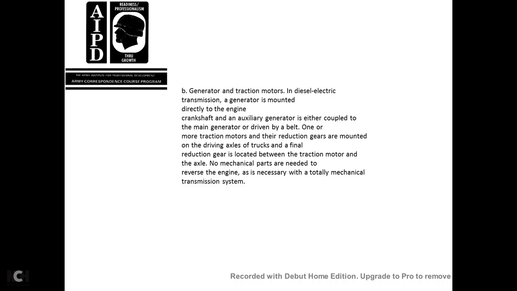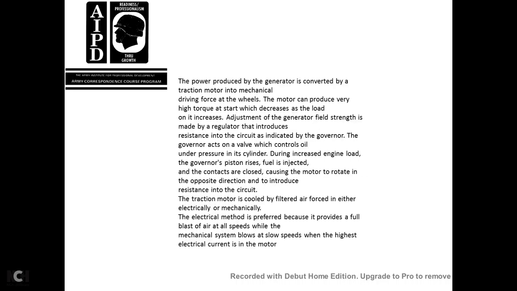B. The generator and traction motor in the diesel electric transmission. The generator is mounted directly to the engine crankshaft. The auxiliary generator is coupled to the main generator, driven by a belt. There are one or more traction motors. The reduction gears are mounted on the driving axles of the trucks. The final reduction gears are located between the traction motor and the axle. No mechanical parts are needed to reverse the engine, as is necessary with a total mechanical transmission system. The power produced by the generator is converted by the traction motor into mechanical driving force at the wheels.